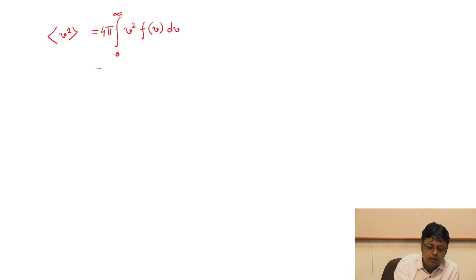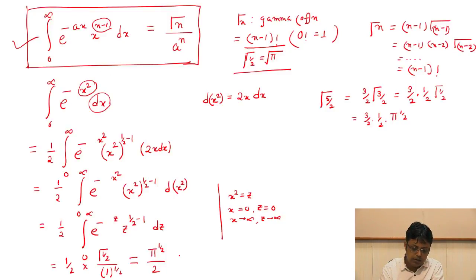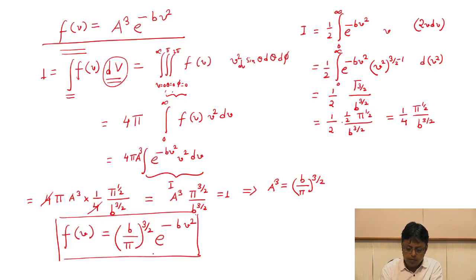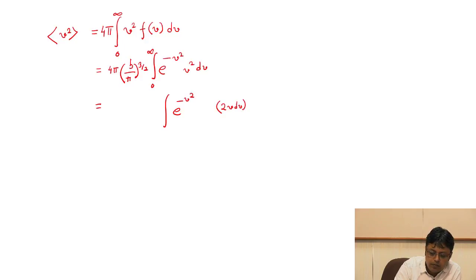So what I get here is that, let us just evaluate it. I have 4 pi, and then f of v, we got already an interesting relation, which is basically this one, b by pi to the power 3 by 2 e to the power minus b v square, into v square dv, that integral. Now we can easily write this form, that it is e to the power minus b v square. I have to write 2v dv for d of v square, and then I'll have one v here, one half here, and instead of v I can write v square to the power half.